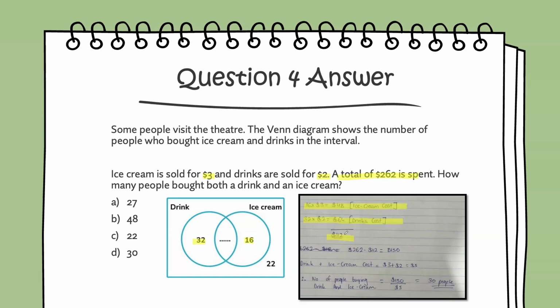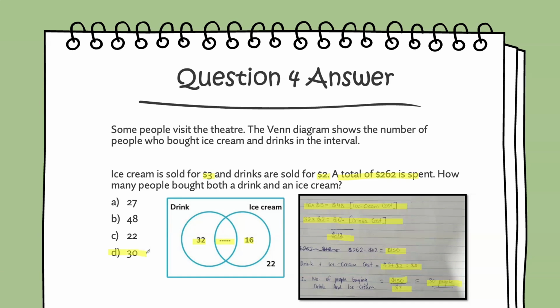Now we also know that a total of $262 is spent. So if we've got $112 from just drinks and just ice cream, that means that we have $150 left over that is going to be spent on this middle section here. That is going to be spent on the drinks and ice cream. Okay, now if each drink is $2 and each ice cream is $3, that means if you're getting a drink and an ice cream together, the total cost for that is going to be $5. Okay, so if you have $150 to spend and each drink and ice cream costs $5, that means the number of people that have bought both a drink and an ice cream is 150 divided by 5, which gives us 30 people, which is option D here.